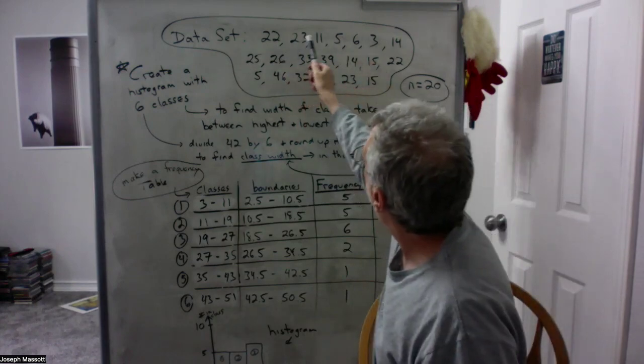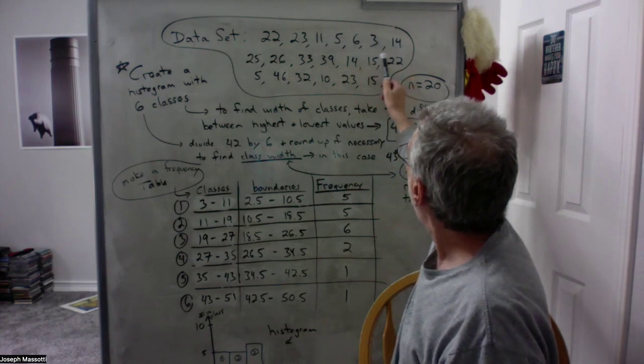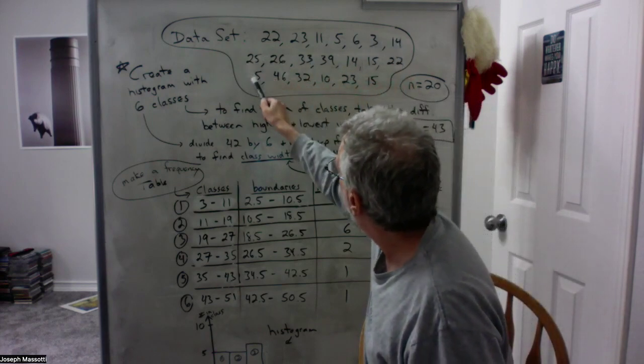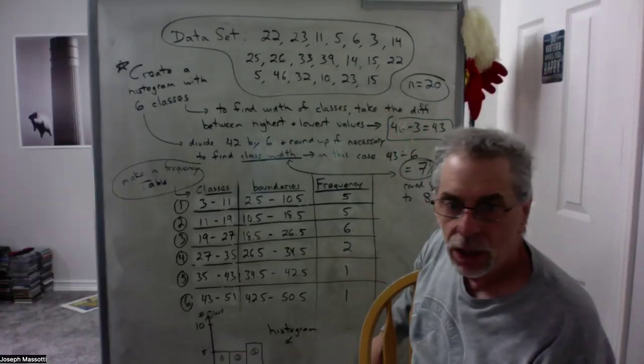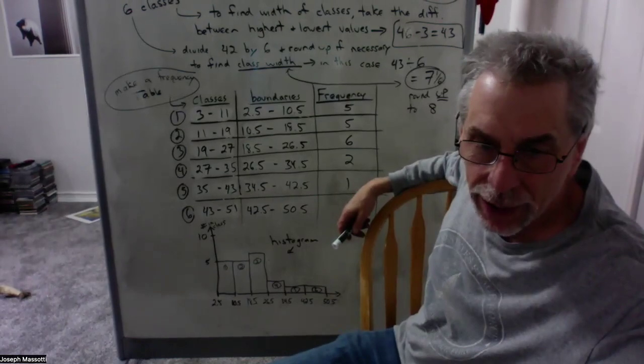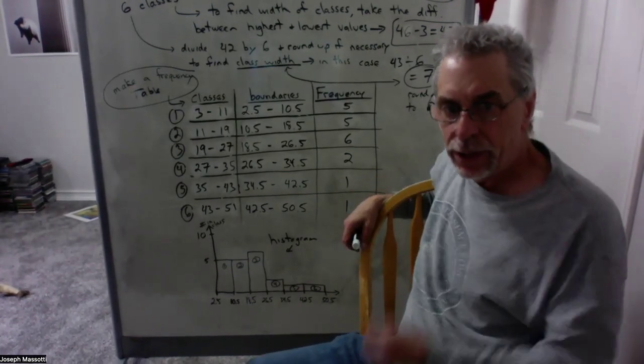All right, so we have a data set here consisting of these data values. So we got 1, 2, 3, 4, 5, 6, 7, 10, 11, 12, 13, 14, 15, 16, 17, 18, 19, 20 data values. Our goal is to create this histogram that we can see down here.